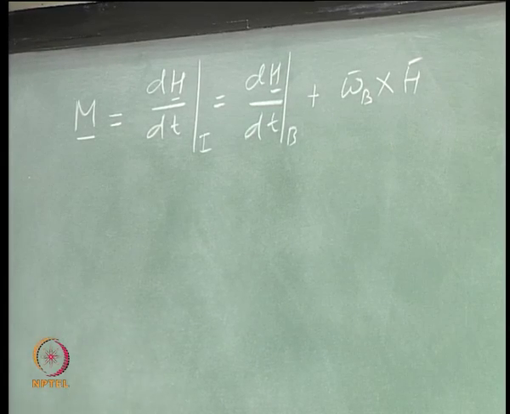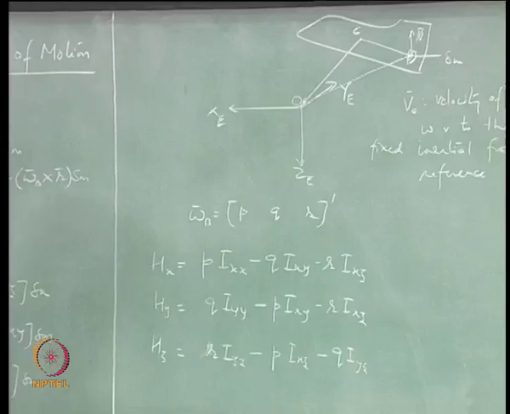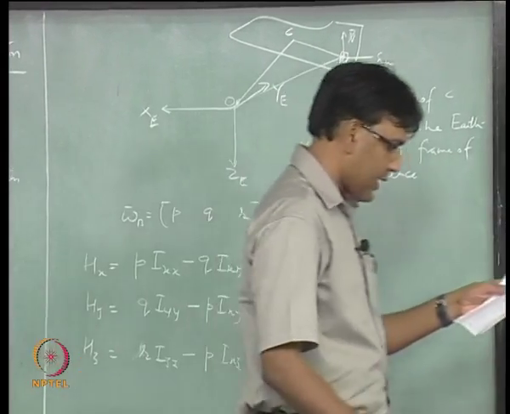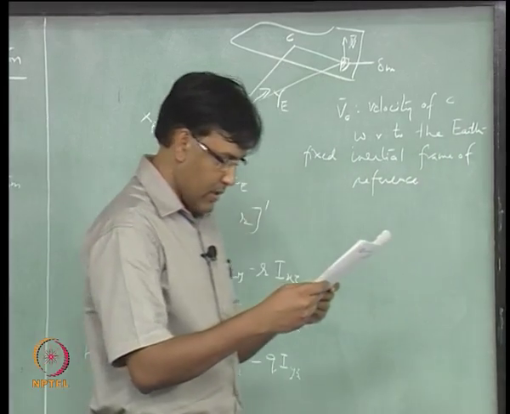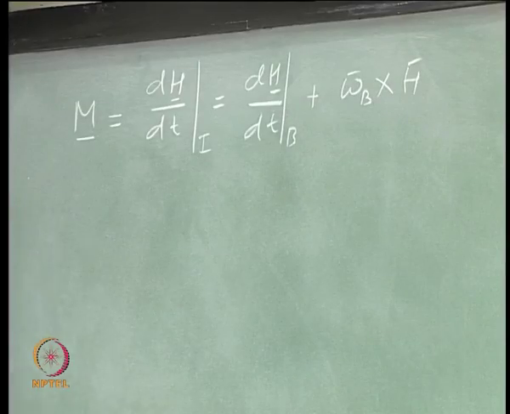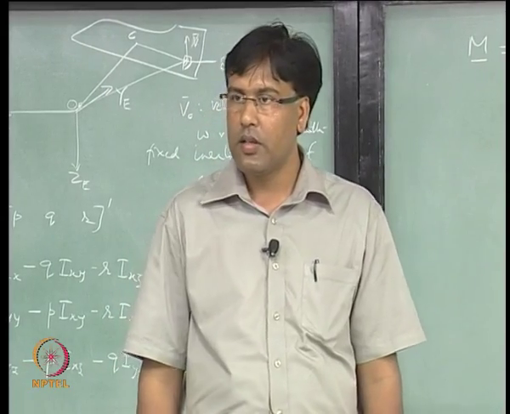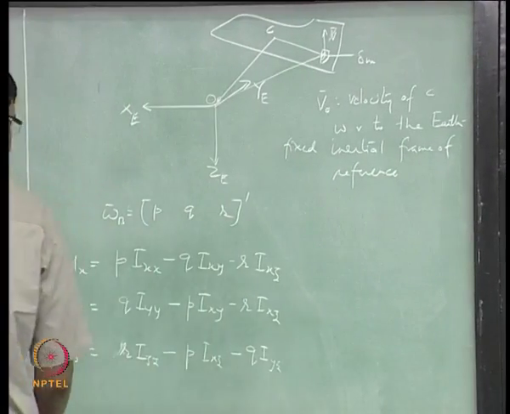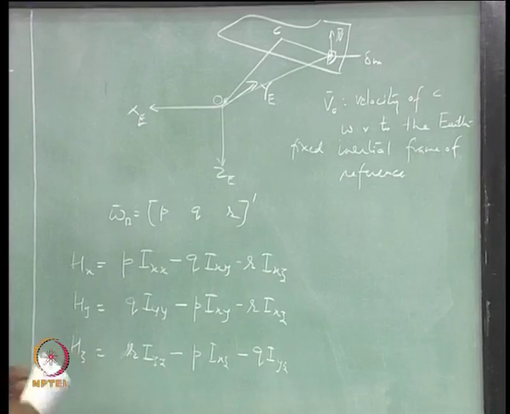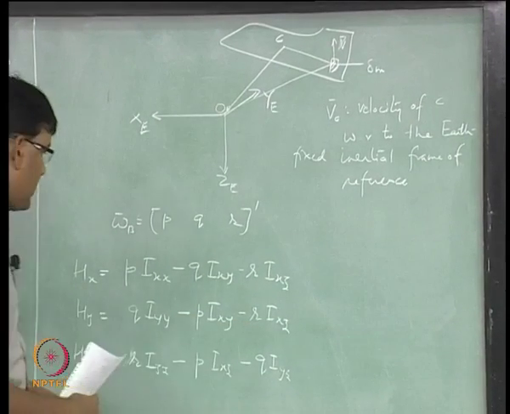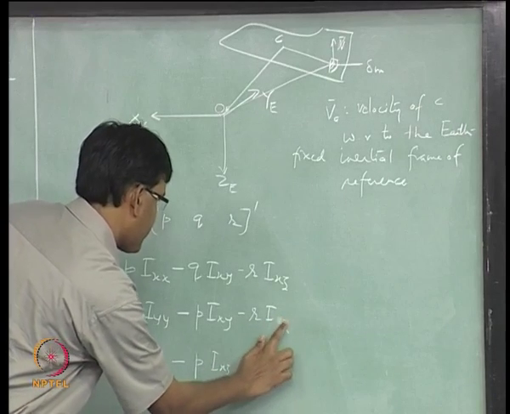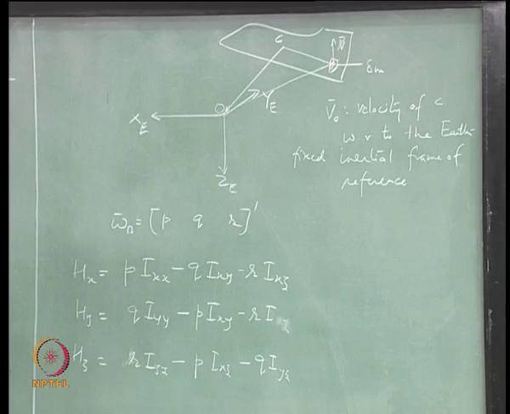So now with this information available, I can directly write down the equations for the moment about the 3 axes of the aircraft. Let us assume that the aircraft has a symmetry about the xz plane.